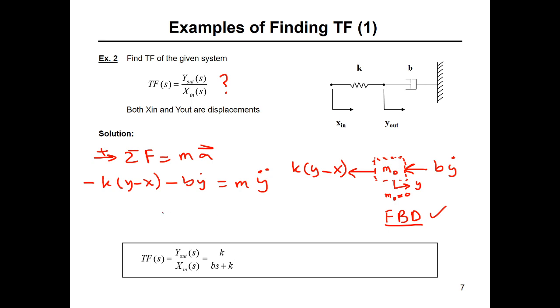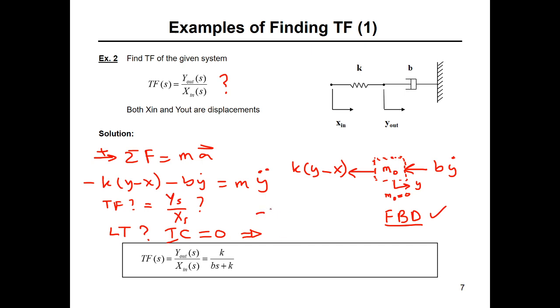Y dot. Okay. Now, how are you going to find the transfer function, which is equal to Ys over Xs? How are you going to do this? Take the Laplace transform, assuming zero initial conditions. Okay, take the Laplace transform of the equation of motion, assuming zero initial conditions.